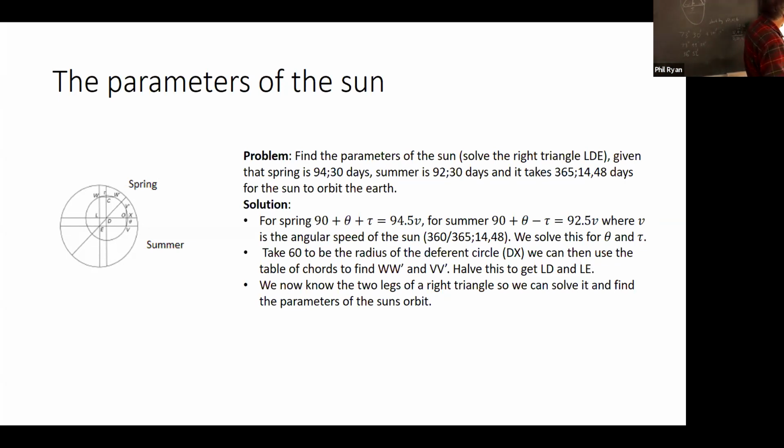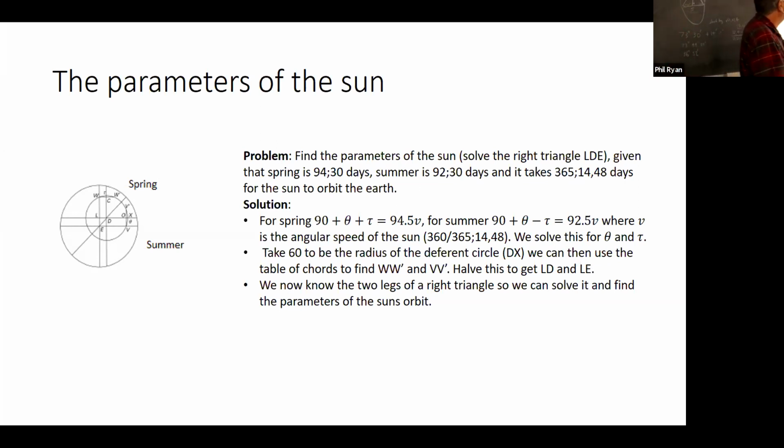So it's kind of weird, right? That the sun is closest to the Earth in autumn, but anyway, that's beside the fact. So here is spring, right? So what happens in spring? Well, in spring, the sun travels this 90 degrees, but because spring is the longest season, it also does this little bit here, which is tau, and this little bit here, which is theta. So 90 plus theta plus tau equals 94.5 days times whatever the uniform speed of the sun is.